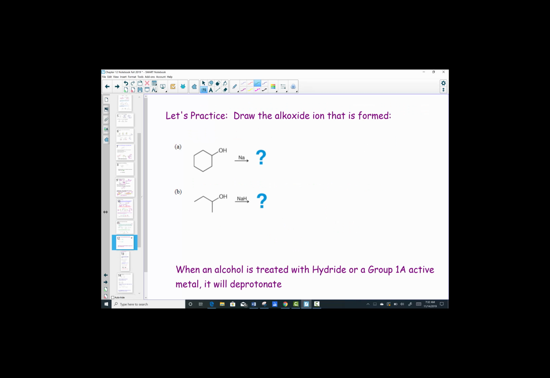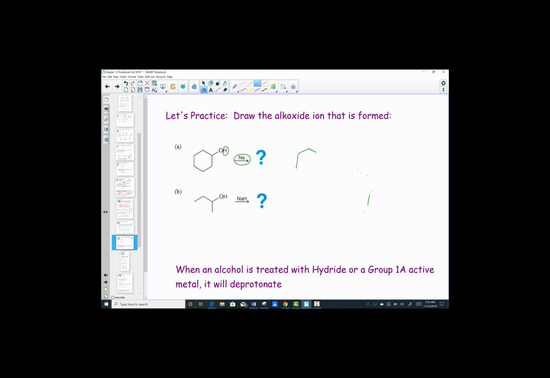We're asked to simply practice: draw the alkoxide ion that is formed. And it really is that simple. When you get to this problem on your homework, it's just like automatic pilot. The H gets deprotonated and you form the negative ion. I don't care if elemental sodium is sitting on the arrow. It could be potassium, sodium, lithium. Any first family metal will accomplish the same thing.